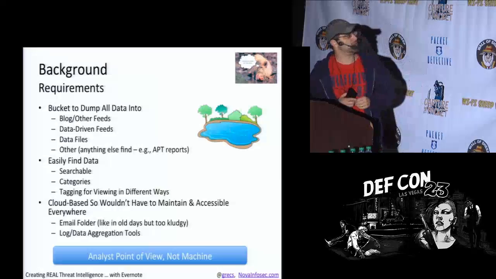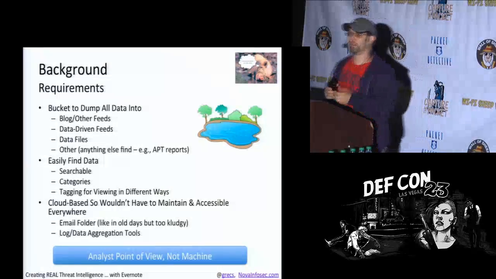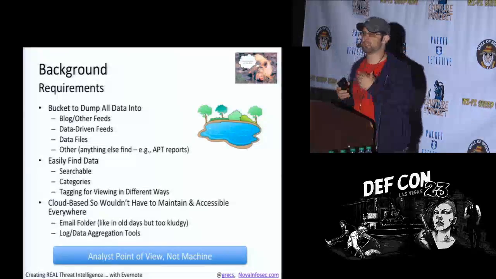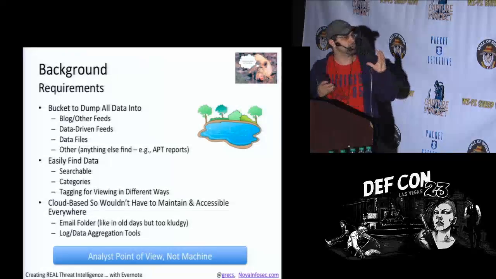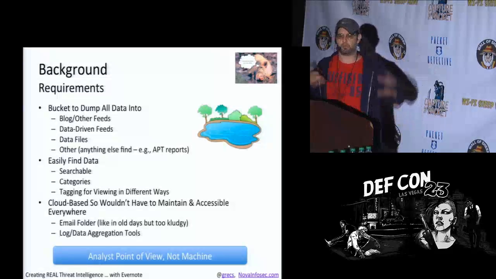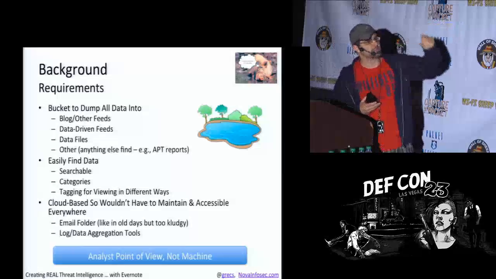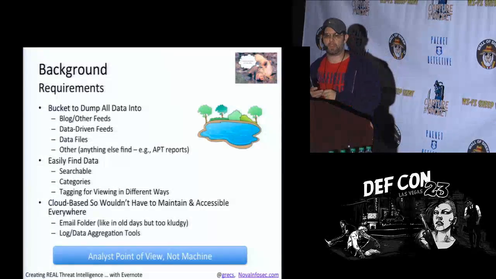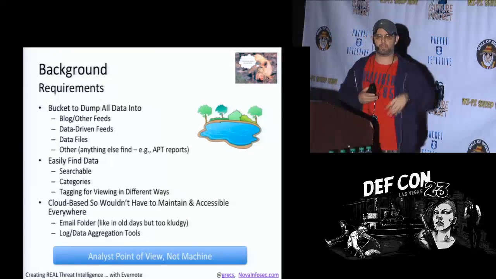There were data-driven feeds, so there's a lot of RSS type stuff. There's a lot of Twitter feeds. And then also data files. There's a lot of things like malware domain lists that you can go and grab those text files on a periodic basis and just dump them into your bucket, right? And then also anything else. Some vendor comes out with a new APT report, right? I just want to click a thing and dump it there and just be able to use it.